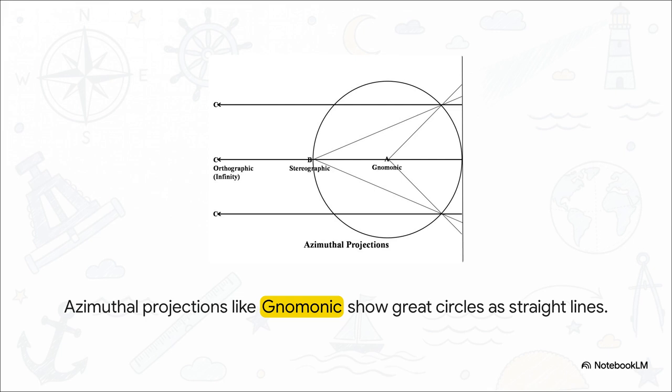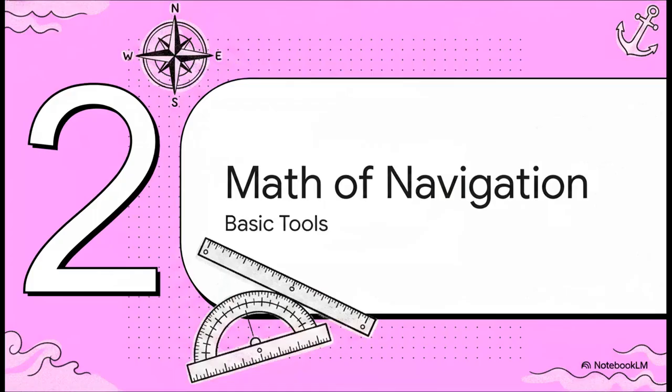So mariners will use this to plot the absolute shortest route across an entire ocean, pull their exact waypoints, and then transfer those coordinates back onto their everyday Mercator chart to actually sail the boat. It's a brilliant workaround. Okay, moving right along to Section 2, the math of navigation.